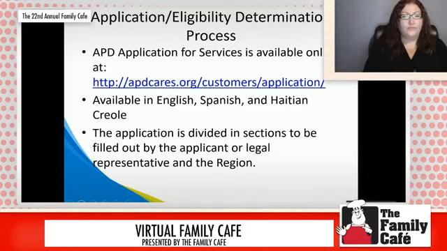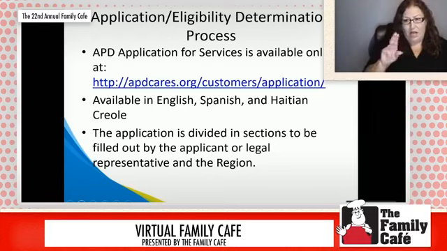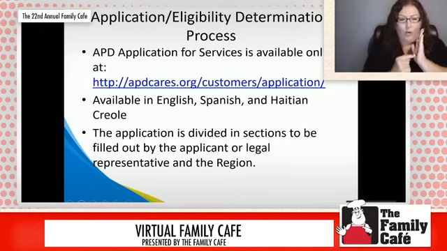Anyone wishing to apply for services from the Agency for Persons with Disabilities can access our service application online at apdcares.org/customers/application. The application is available in English, Spanish, and Haitian Creole. The application is divided in sections to be filled out by the applicant or legal representative and the regional staff for the county that you reside in.